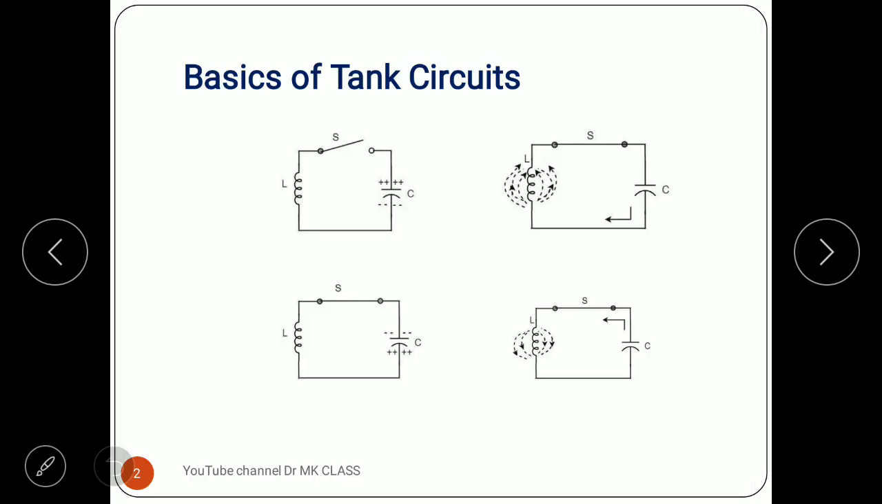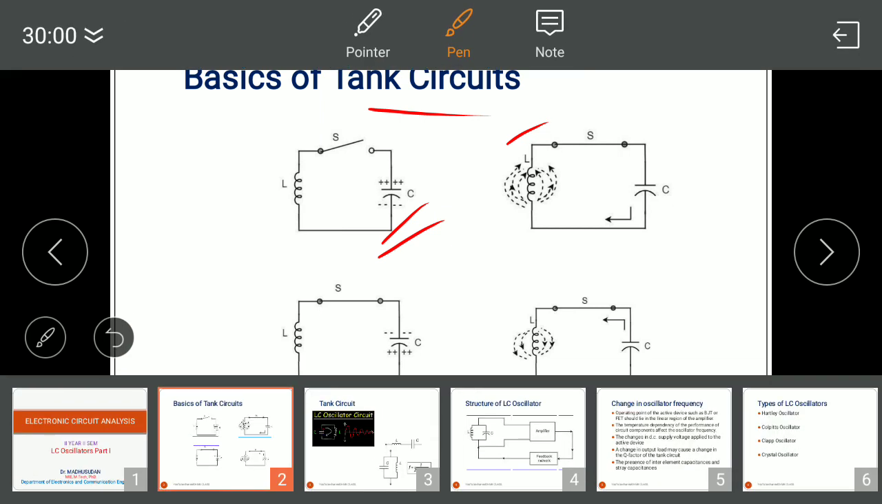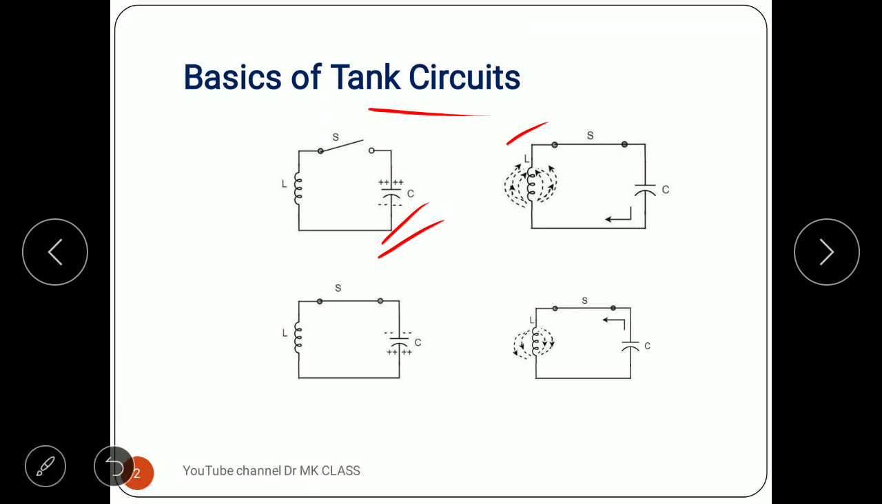The basis of the LC oscillator is the tank circuit, where an inductor L and a capacitor C are connected in parallel. That is called a tank circuit. The benefit of this tank circuit is that once the capacitor is charged, the discharging path will be through the inductor. When it discharges, a magnetic flux will be induced, and the capacitor will be charged in the opposite form.